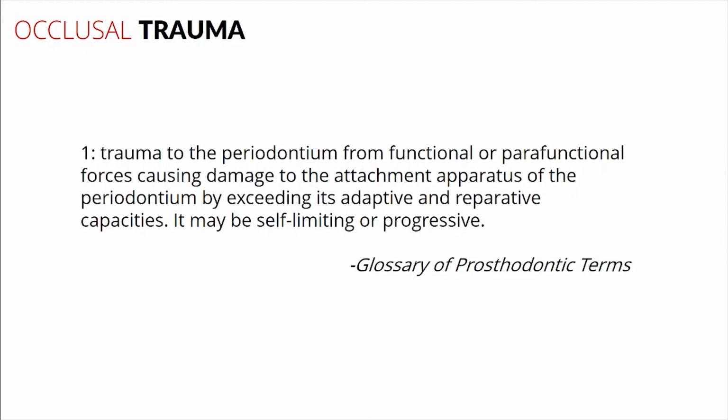So as we move on to this lecture, we're going to talk about this idea of occlusal trauma. Occlusal trauma, you can think about it as what happens when this idea of mutually protected occlusion is violated, right? So what happens when we don't have the anterior teeth and posterior teeth working in harmony with each other? What we're going to find is that we're going to get trauma to the periodontium from functional or parafunctional forces, causing damage to the attachment apparatus of the periodontium by exceeding its adaptive and reparative capacities.